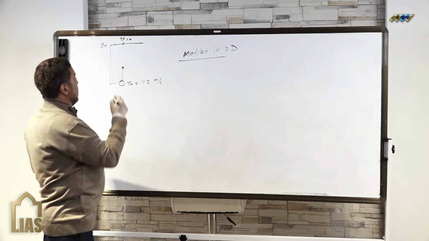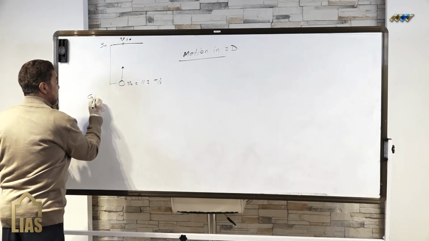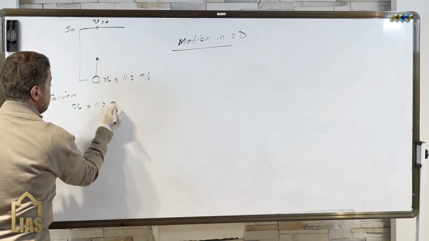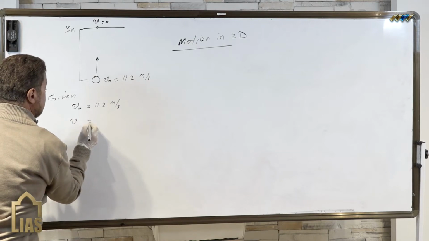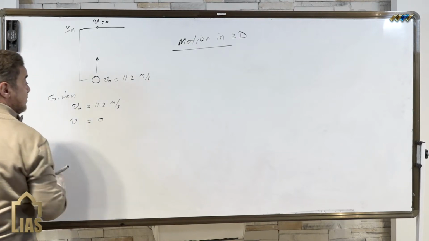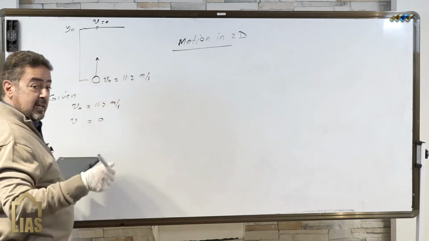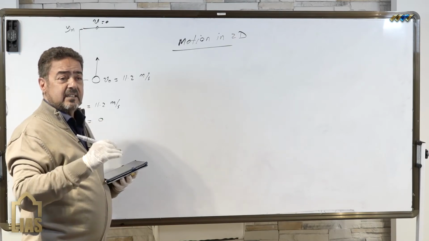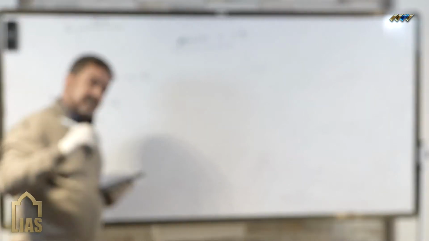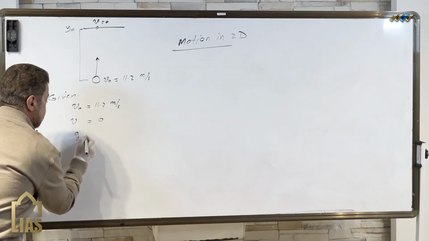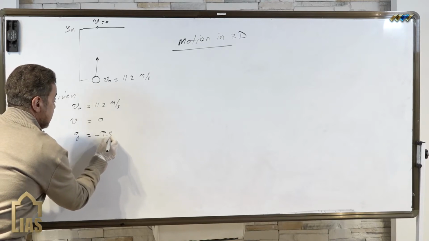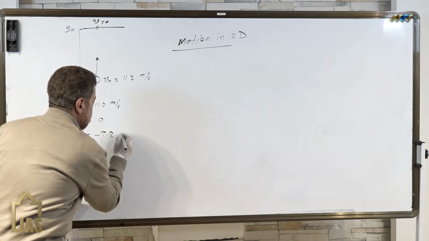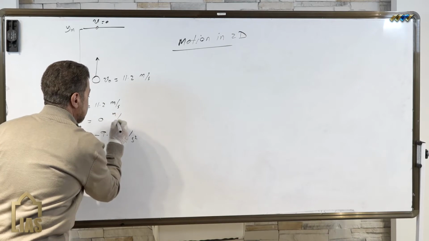طبعا لو نجو نحن شنو عندنا هنا المعطيات. Given V0 is equal to 11.2 meter per second and V is equal to 0. What we have also, which is not given, but we normally know that the ball is free, then it has the gravity of the earth. G is equal to minus 9.8. Okay, of course, this is meter per second squared. This is meter per second.